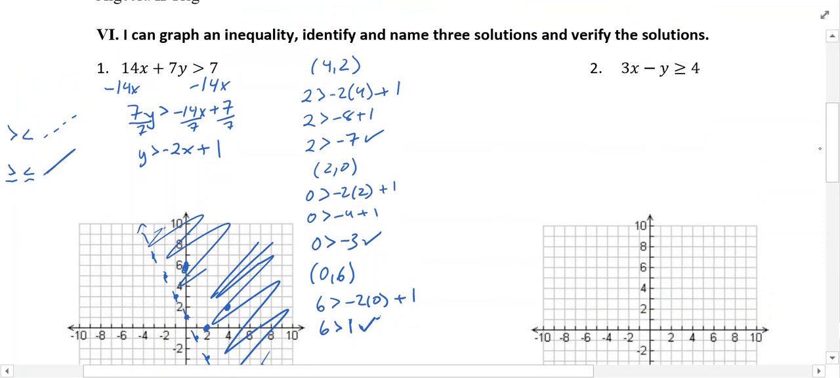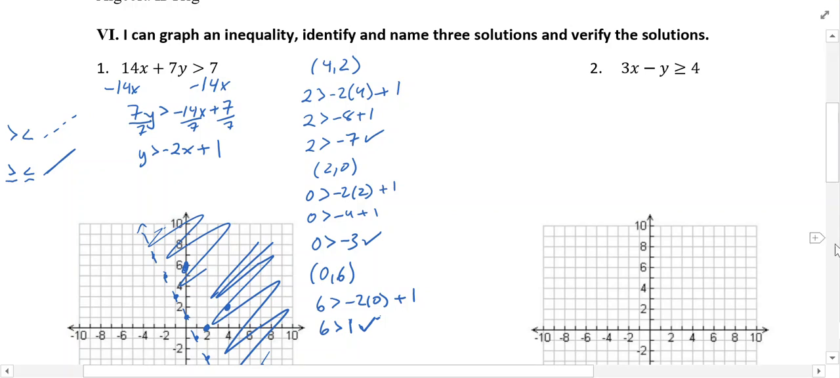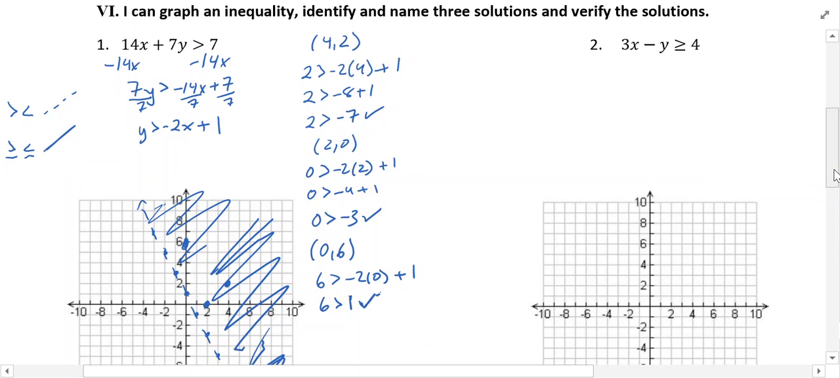All right, let's go ahead and take a look at this next problem here. So what we need to do with this one is we need to get the equation into slope-intercept form. So we need to subtract 3x from both sides. We're going to subtract 3x from both sides. And then we're going to get negative y is greater than or equal to negative 3x plus 4. All right, so we still need to get the y by itself. It can't have this negative in front of it. So we're going to divide everything by a negative 1.